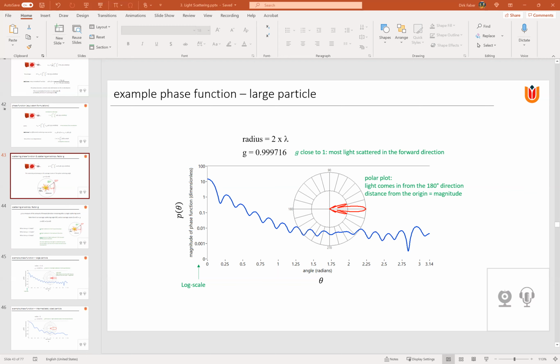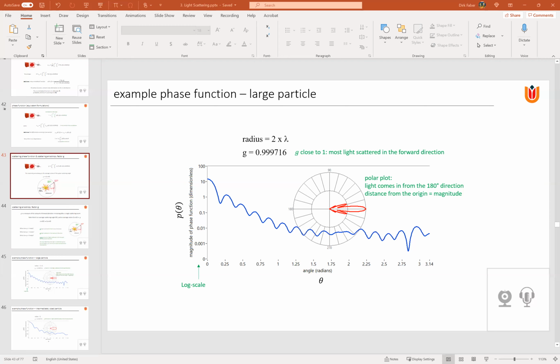Here you see the magnitude of the phase function, so not necessarily the amount of light, but the relative magnitude on a log scale. And here is a polar plot that shows the same function. For the polar plot, the light is incident in this direction, along the 180 degrees line, and the red line shows a polar representation of the phase function.